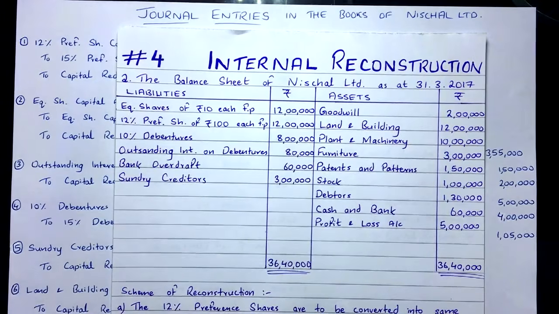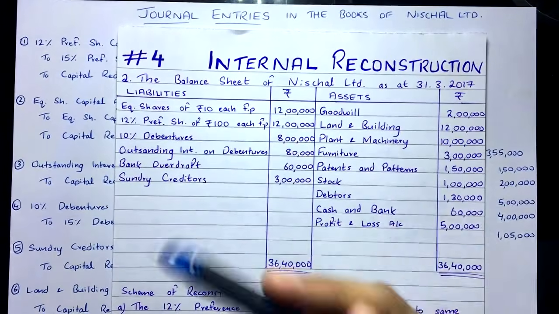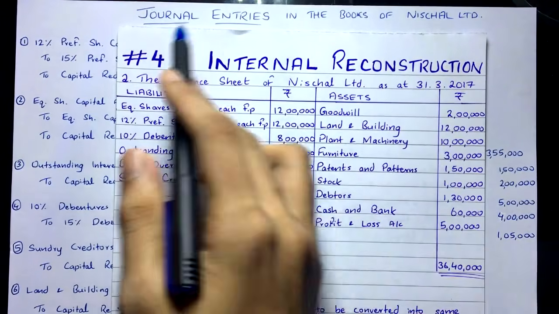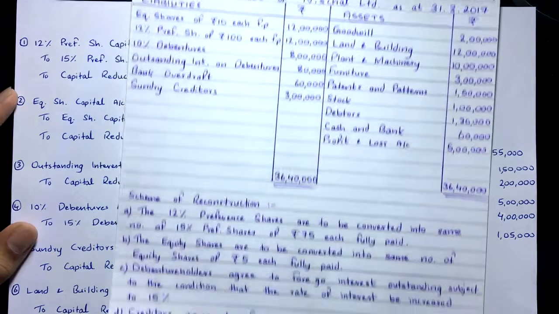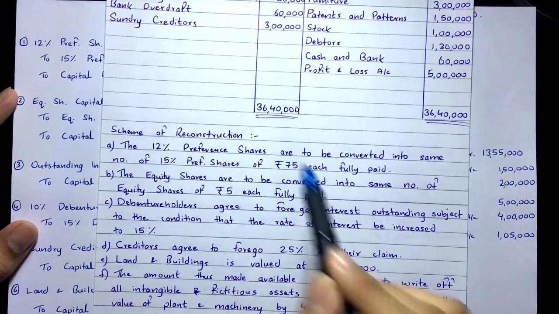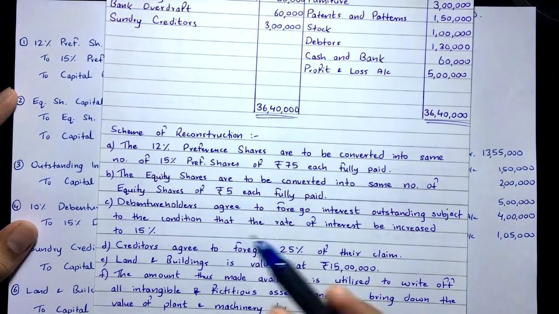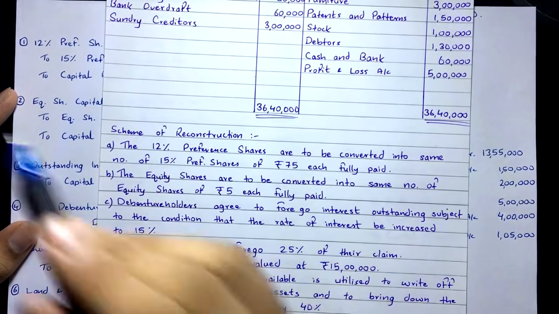First we have to pass the journal entries. On the basis of journal entries only we will be able to prepare the reconstructed balance sheet. So, journal entries in the books of Nischal Limited. How are you going to pass the journal entries? It's very simple. You have already seen the format. What we have to do is see the scheme of reconstruction, which will be given to you in the question, and see how they are trying to save the company. With each thing that is happening, you have to pass a journal entry.